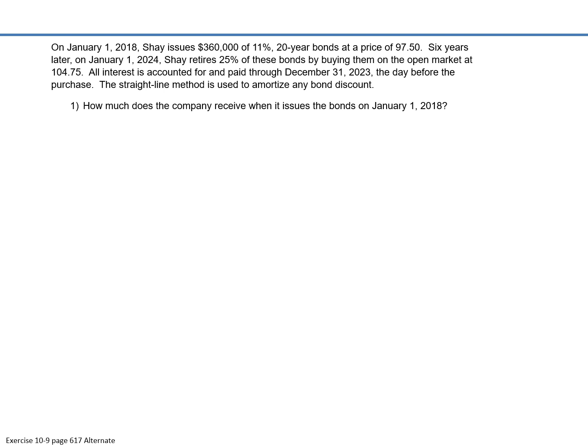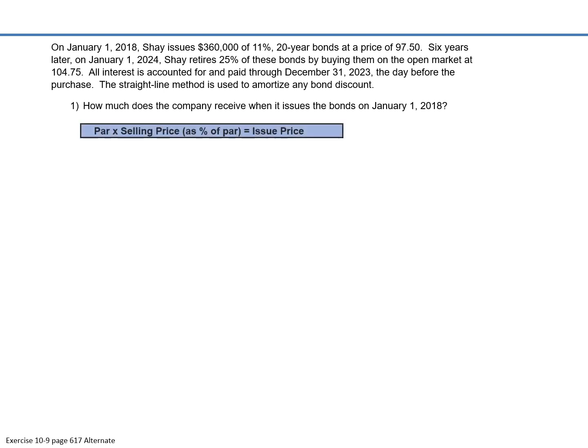All right, so on January 1st, 18, Shay issues $360,000 of 11% 20-year bonds at a price of 97.5. 6 years later, she wants to retire these bonds by buying them back on the open market at 104.75. All interest is accounted for and paid through December 31st, 23, the day before the purchase. And the straight line method's used to amortize bond discount. So how much does the company receive when it issues these bonds?